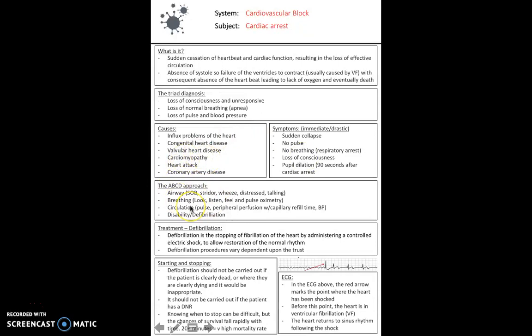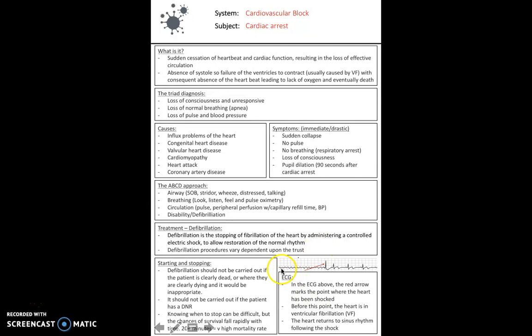And we approach this with, of course, our ABCD approach: airway, breathing, circulation, and either disability in the normal case, but in this case we're looking at defibrillation as the treatment. So the stopping of fibrillation of the heart by administering that controlled electric shock to allow the restoration of that normal sinus rhythm. Essentially, defibrillation procedures vary depending on the trust, so please check it out depending on what hospital you're in.